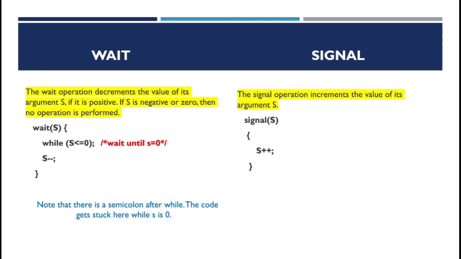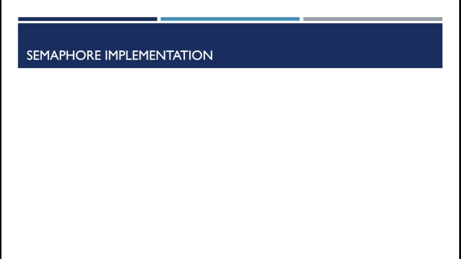Now, we are going to see the implementation of semaphores. Before knowing about the implementation of semaphores, we need to know what a process is and what threads are. A process is a program in execution. A thread is a unit of execution within a process.